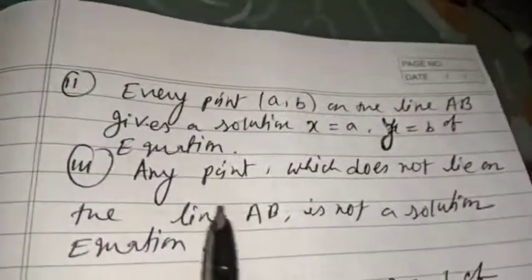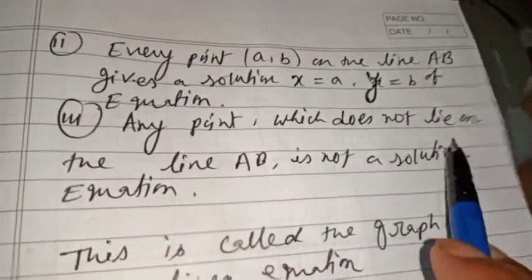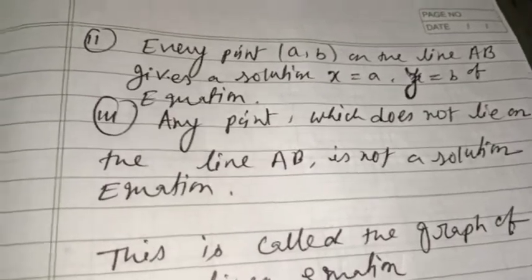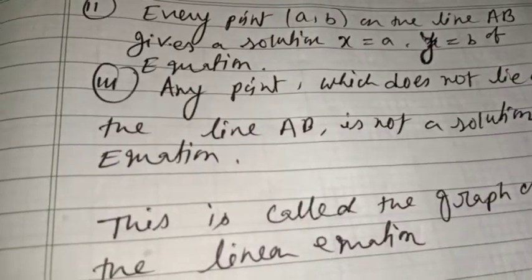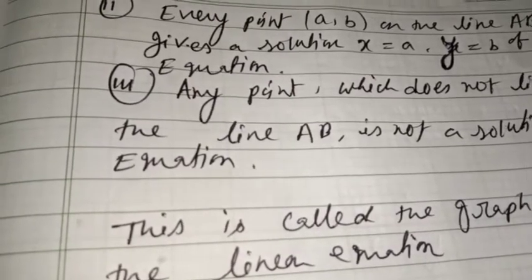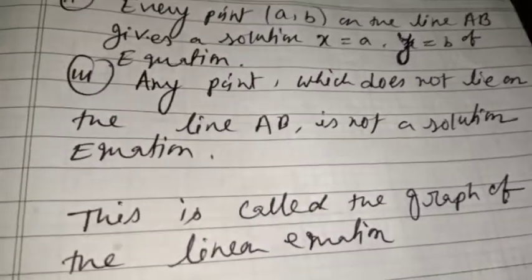Any point which does not lie on the line AB, you can see that it does not lie on that straight line. Because they are not lying on that line, that means they are not solutions of this equation.